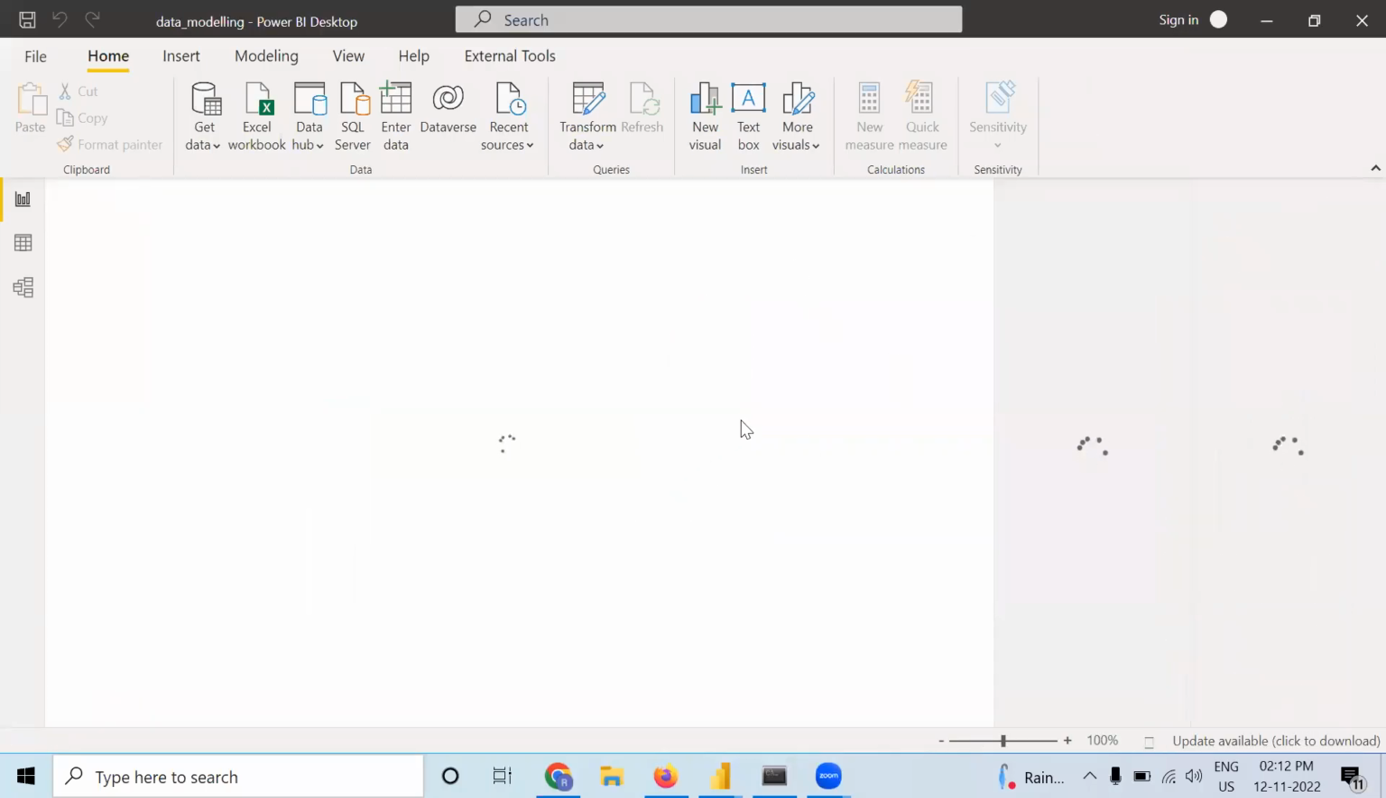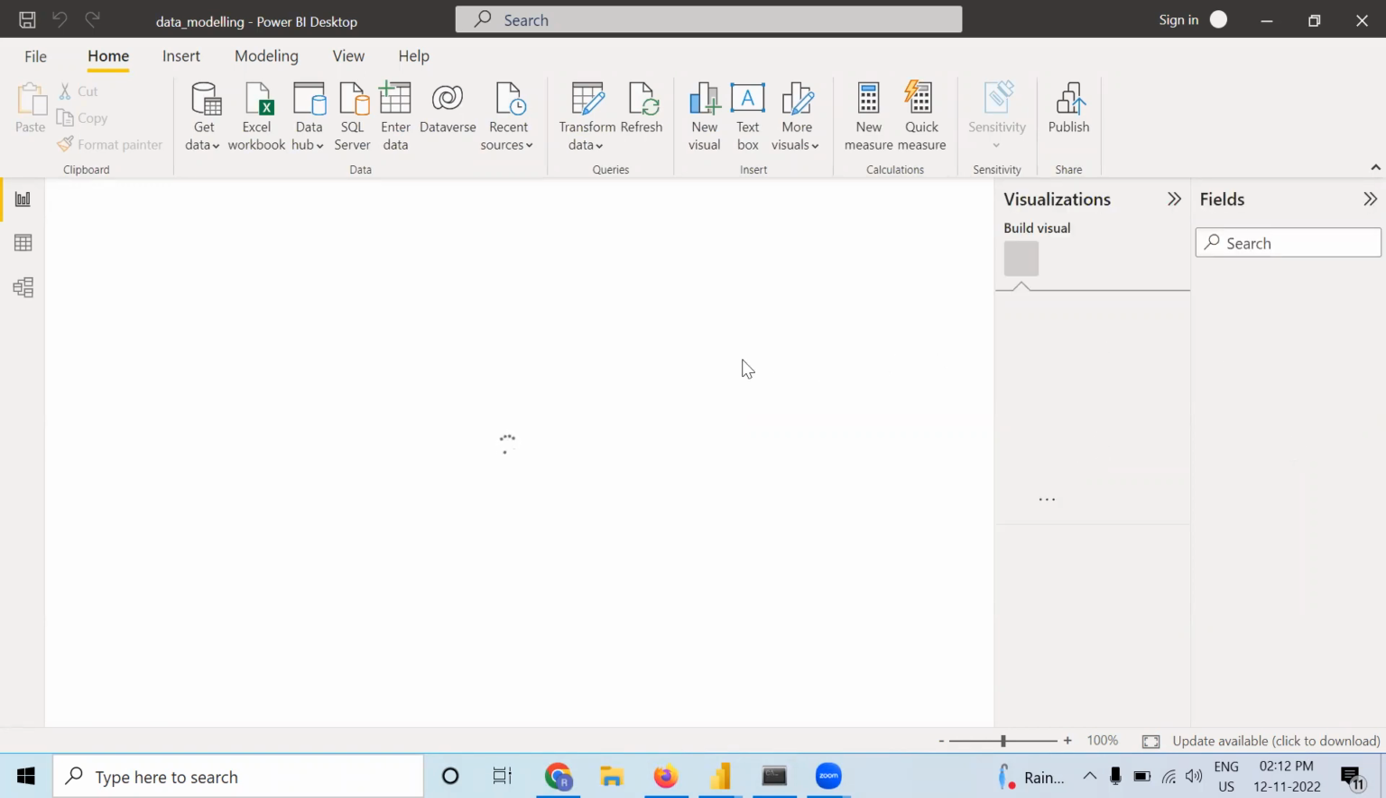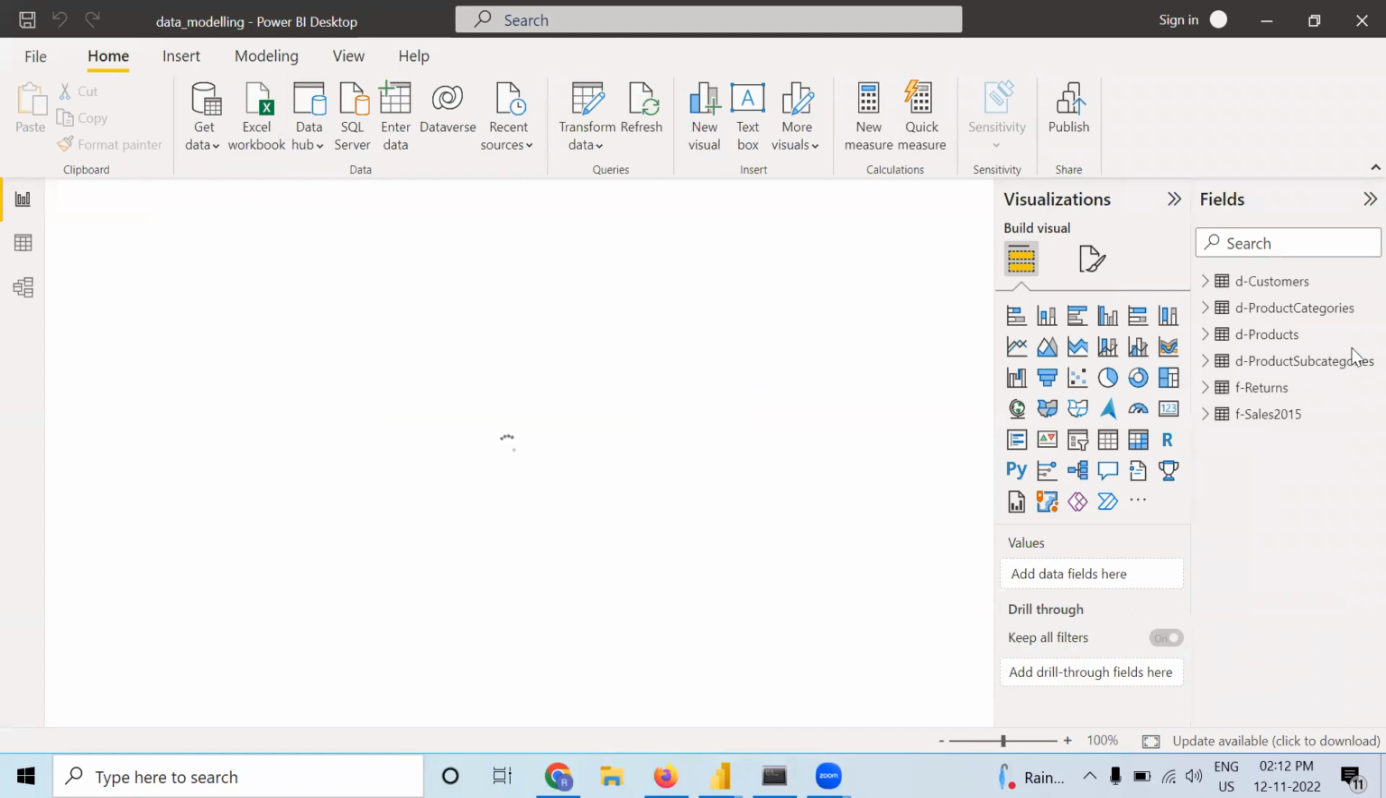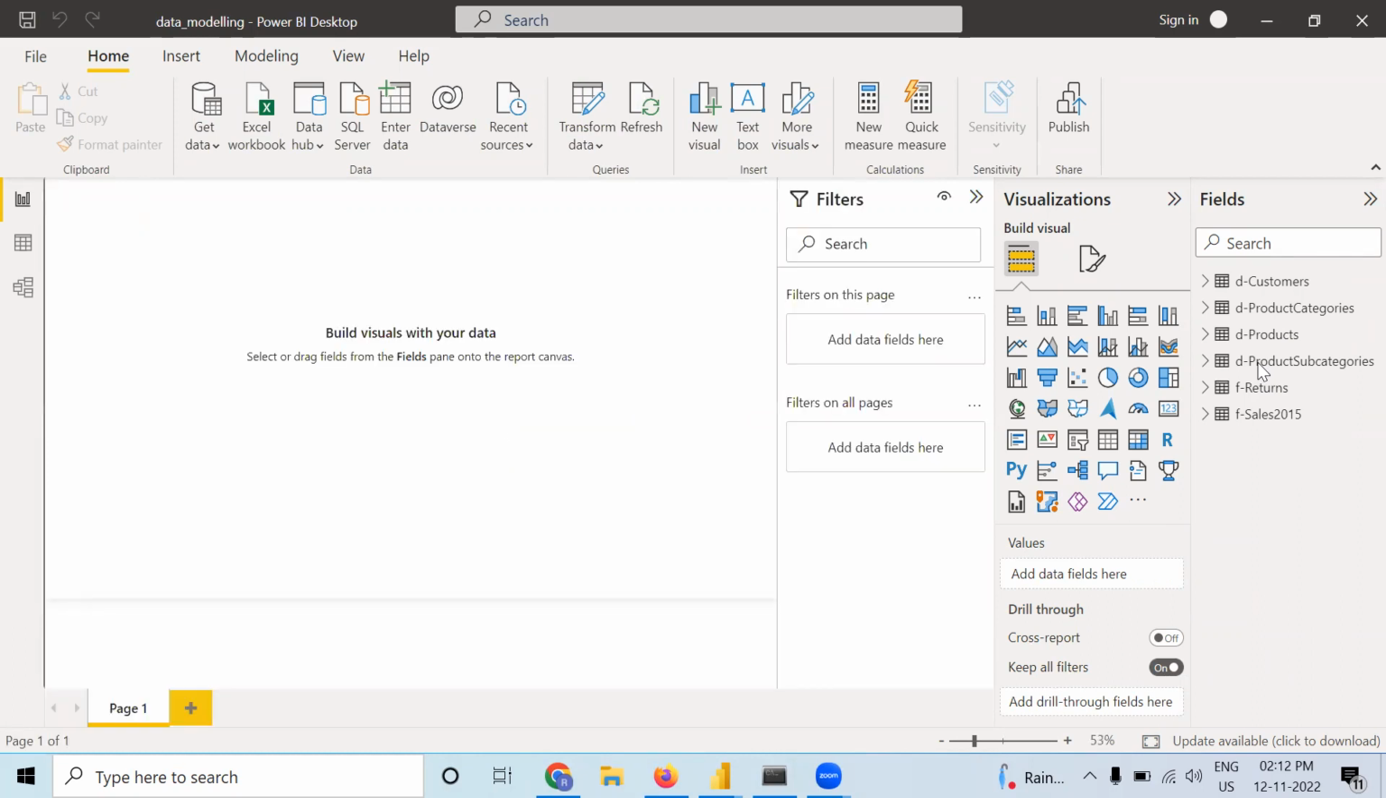So today's class is regarding DAX functions. The tables are getting updated right now. These were the tables which we used in earlier classes to understand data modeling, the two types of data modeling, snowflake and star. Now we will use them to implement some of the DAX functions.